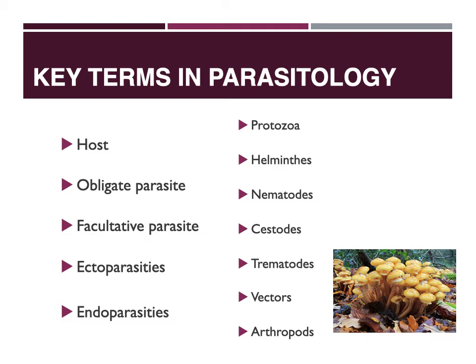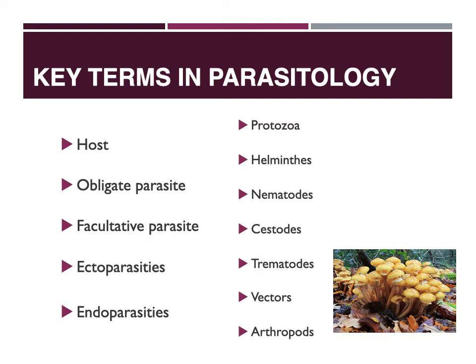Okay, so we're going to look at some of the key terms in parasitology. These are terms that we'll be using throughout this semester. So the idea of a host. The host is where the parasite is going to be living, and usually that host refers to when it's exhibiting its parasitic behavior. We can have obligate parasites. These ones are pretty easy to define as parasites. They require this parasitic behavior in order to survive.